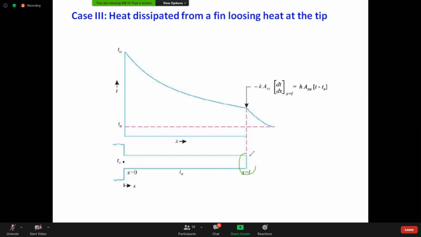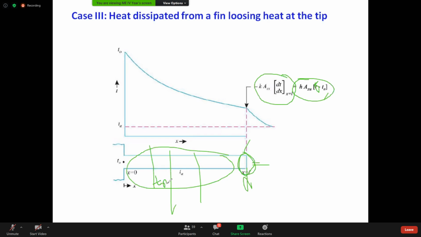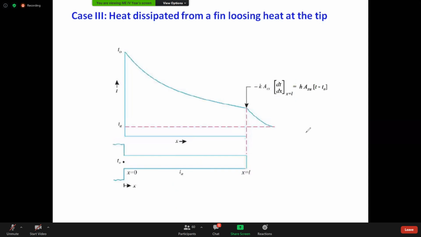Right? At this point, equal to minus k into area of cross section into dt by dx at x is equal to L at this point, is also equal to h into surface area into T minus T infinity. So this T is nothing but some temperature. I don't know what is the temperature. Surface temperature at this point, maybe at this point, or maybe at this point. This entire temperature is surface temperature. But I introduced here Tx at a particular distance. This T indicates Tx. So what does it mean actually? Why we have to go for this boundary condition?